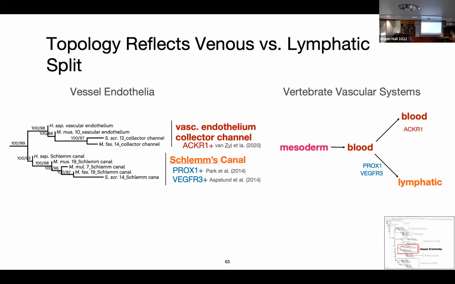Well, there are two vascular systems in vertebrates: the lymphatic and blood vascular system. During embryogenesis, the blood vessel system can transition to a lymphatic fate through the expression of lymphatic marker genes. In fact, recent research indicates that the Schlemm's canal expresses these lymphatic marker genes, whereas the collector channels only express blood vascular marker genes. So it is possible that the topology of the cell tree reflects this venous versus lymphatic split.